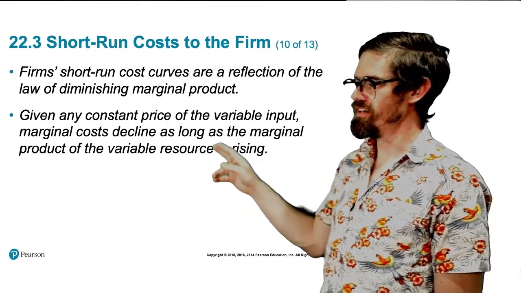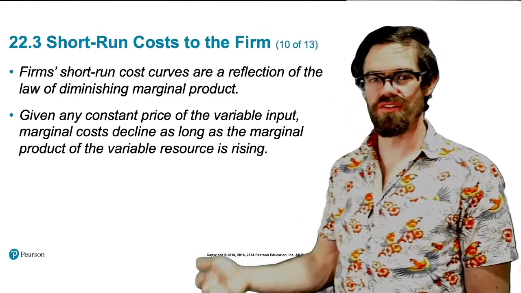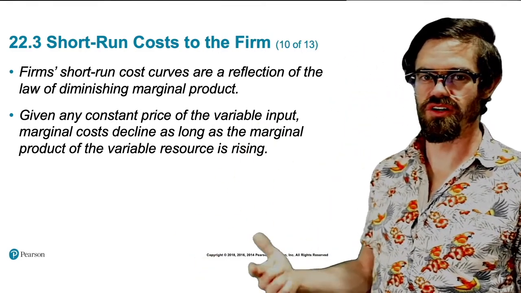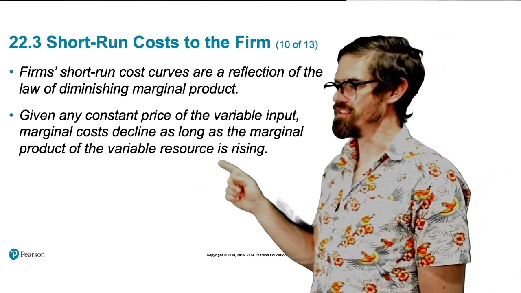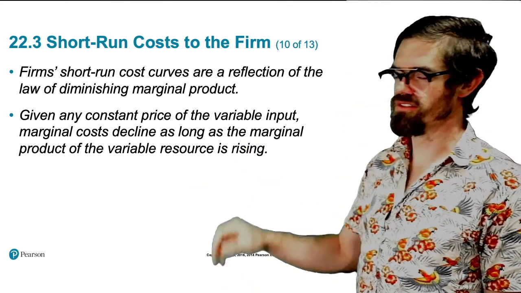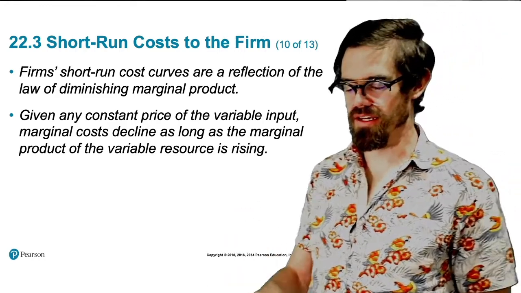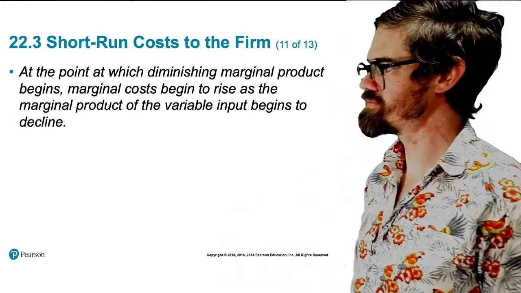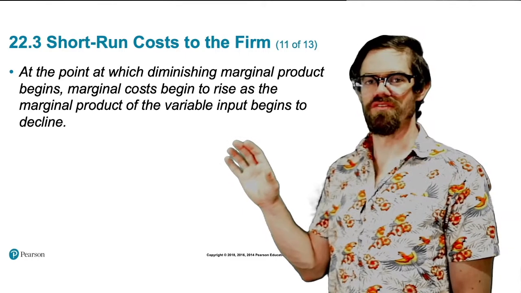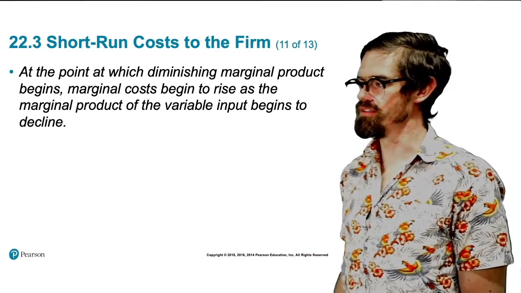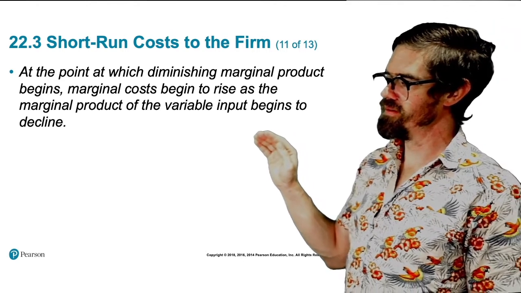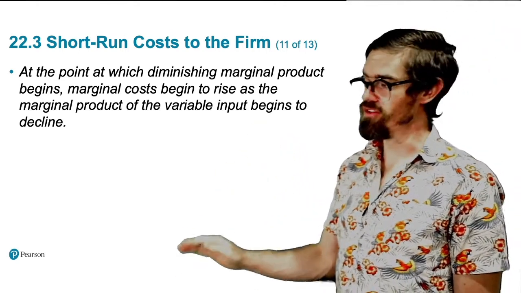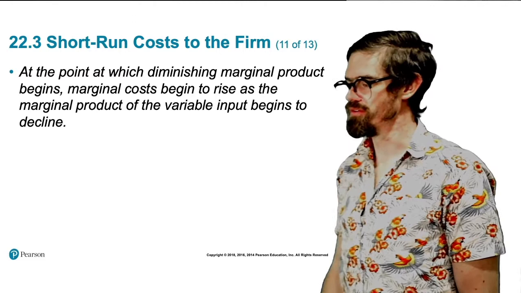So given any constant price of the variable input, in our example $1,000 per worker, marginal cost declines as long as marginal product is going up. So again, that inverse relationship. But at the point of diminishing marginal product, marginal product begins to go down, and so marginal costs begin to go up.